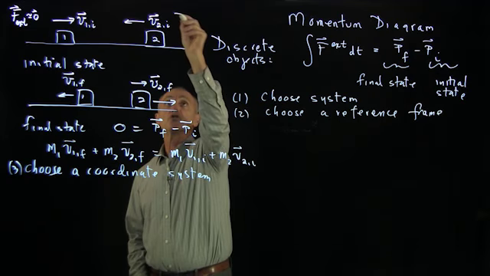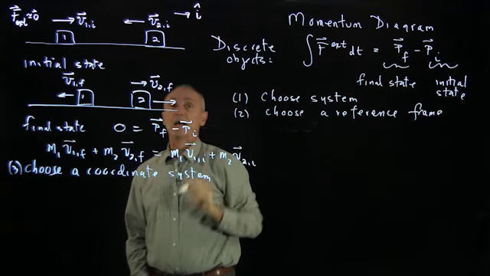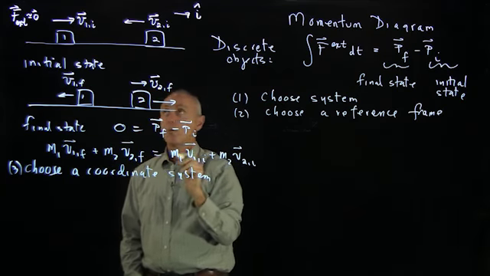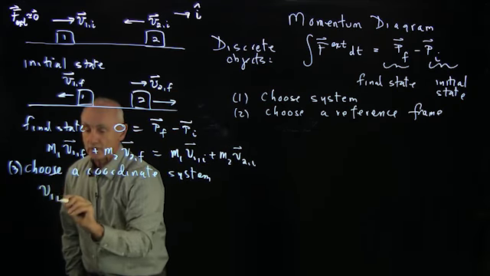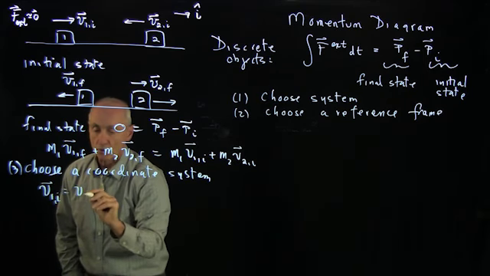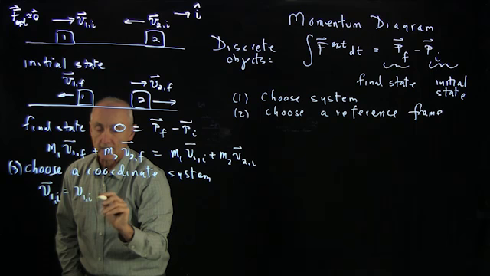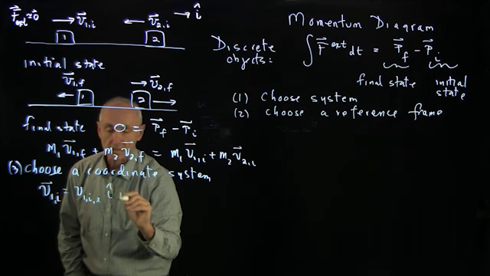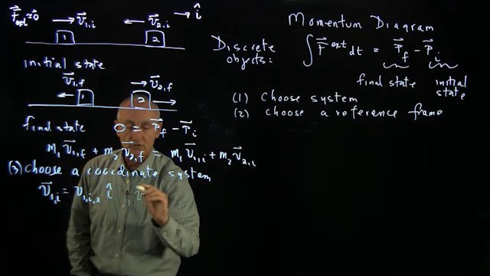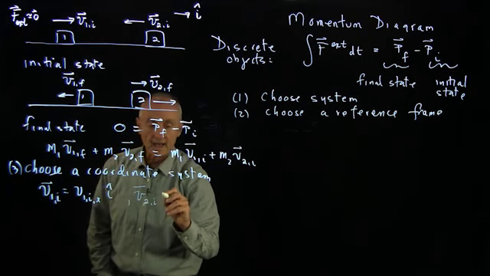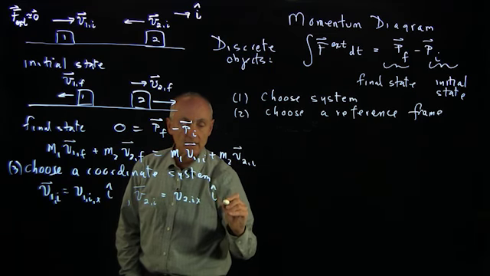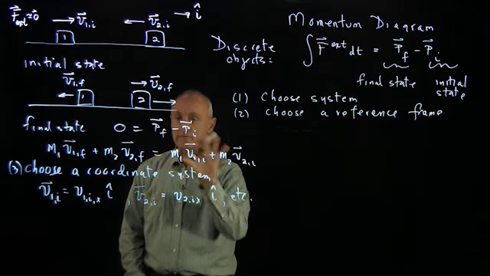For instance, let's just choose this to be the i hat direction. Now, given that choice, we could describe the velocities in terms of components. Now, this gets awkward. v1 initial x component i hat. And similarly, we can write down all the velocities, v2 initial as v2 initial x i hat, etc., for all the velocities.